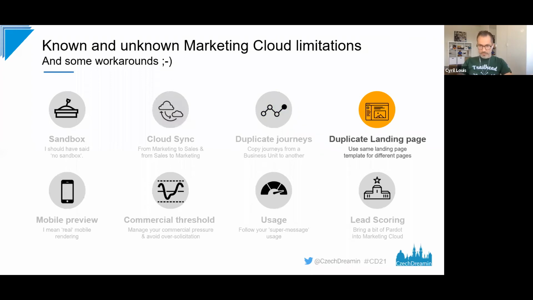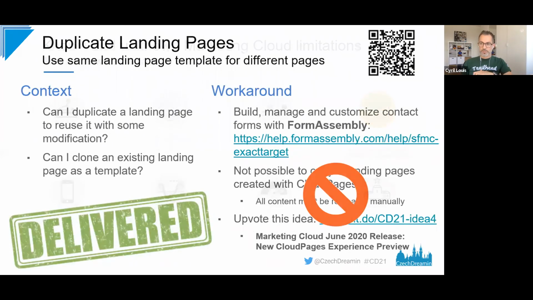I just talked about customer journeys and how to send and to share. It can also be the case with landing pages. So how to build landing pages in Marketing Cloud? How can I duplicate and reuse, make it as a template? I found a workaround because it was not available at that time. So I used to implement Form Assembly because it's super easy to integrate with Marketing Cloud. But again, since the last release of Marketing Cloud in June 2020, this feature has been delivered.